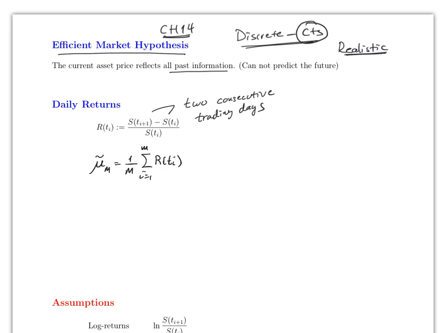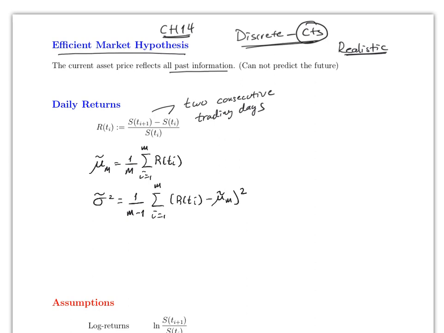And what about the variance? Well, the variance will be 1 over n minus 1, the sum of i equals 1 to m. Notice that all of these are still just discrete variables. Okay, so this is the definition of the mean, and this is the definition of the variance.